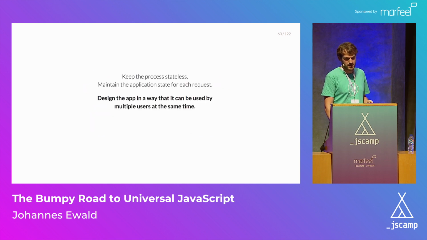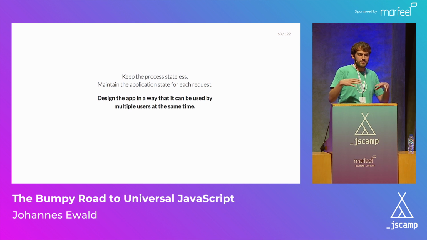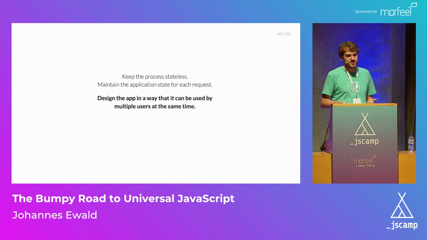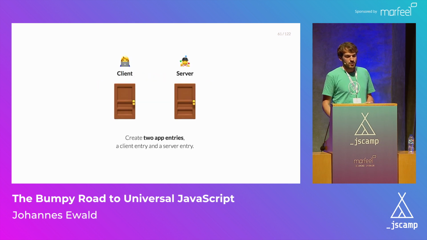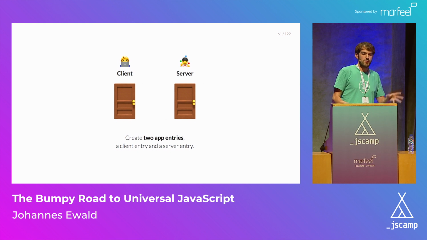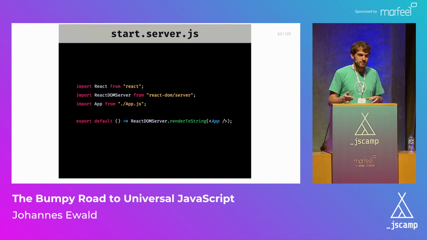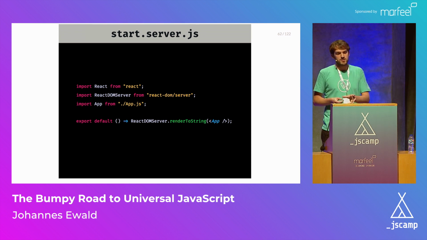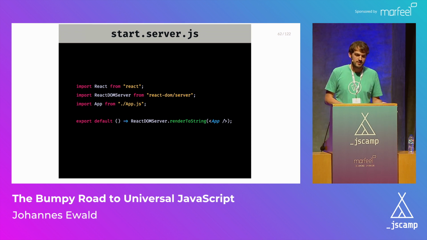So the solution is we keep the process stateless and maintain the application state for each request. In general, we design the app in a way that it can be used by multiple users at the same time. We also create 2 app entries, 1 client entry and a server entry, and that's the place where we can put all the platform-specific stuff. So in our example, we split up the start.js into a start server.js and start client.js.